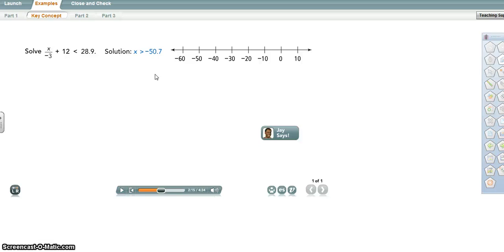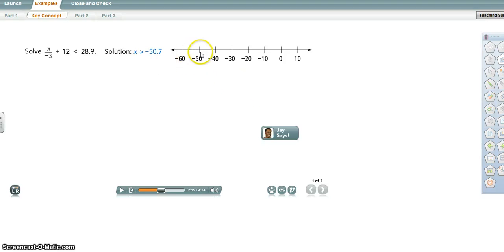If the value of x can't be exactly equal to -50.7, then we don't want to shade the value at -50.7, so we would use an open circle. Secondly, we've got to think about which direction to shade. In this solution, we're talking about all the values that are greater than -50.7. So we would shade the values that are greater than -50.7, which should be the right side.